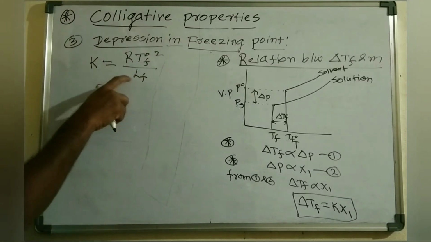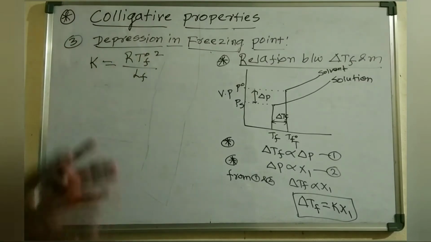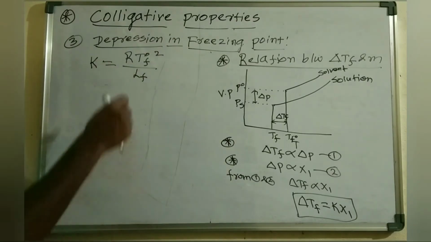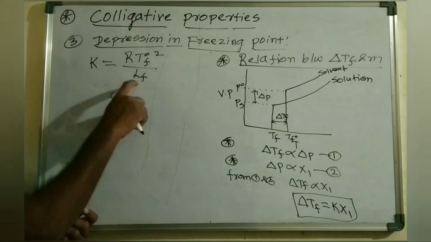LF is the molar latent heat of freezing. Molar latent heat of freezing is nothing but the amount of heat absorbed for conversion of 1 mole of a liquid into its solid state, and that particular amount of heat is the molar latent heat of freezing, and it can be represented by the symbol LF.